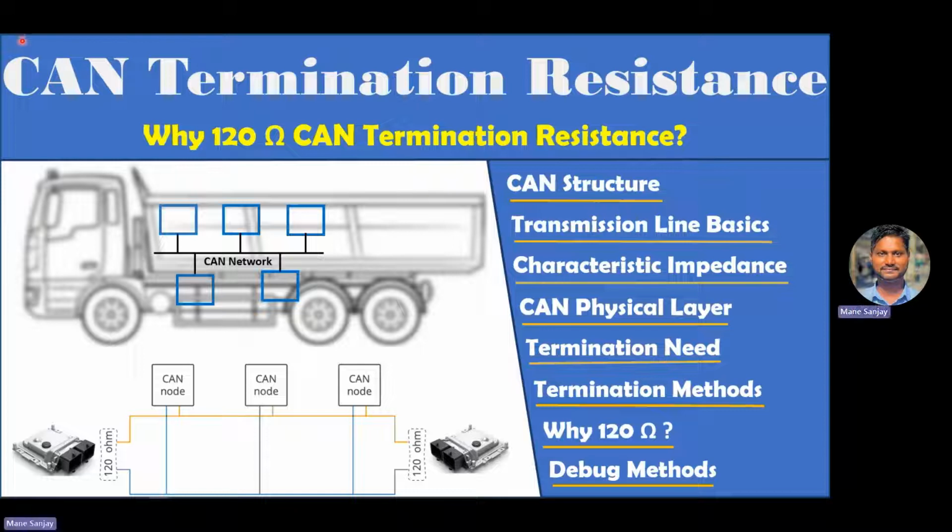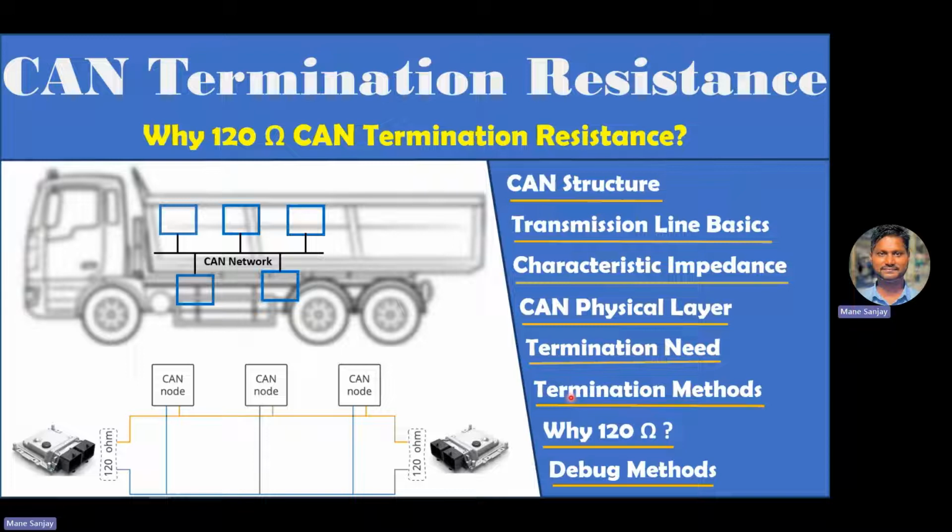But to see why we need 120 ohm termination resistance in the CAN network, we need to go through different topics, and this is my plan today. We need to go through the CAN structure, and then understand the basics of the transmission line, characteristics, and impedance of the transmission line. Then we'll touch base on the CAN physical layer. Then we'll see what is the need of the CAN termination.